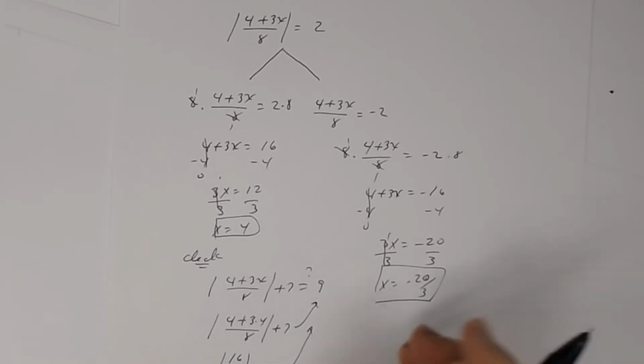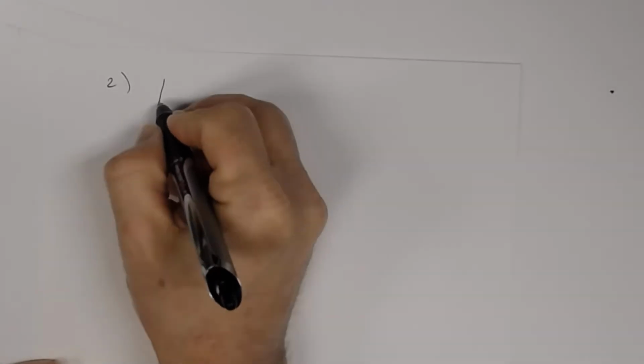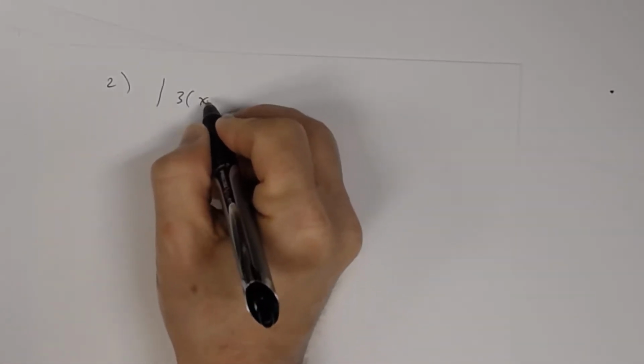All right, so that's number 1. Let's look at number 2. Let's look at another one that has fractions in it. Actually, this one does not have fractions in it, but I do want to mention something about it.